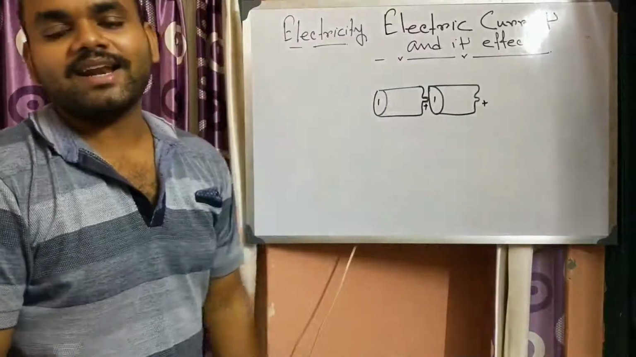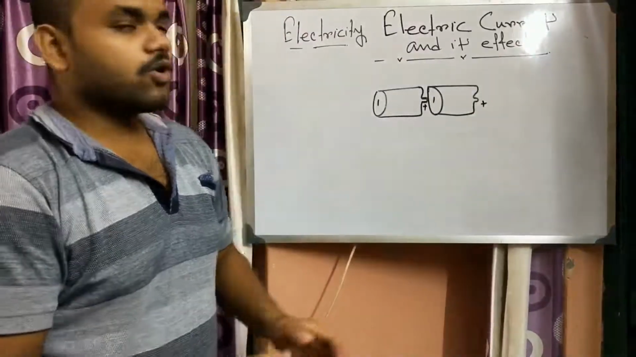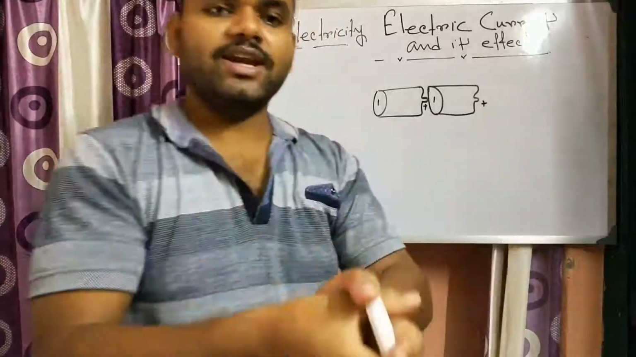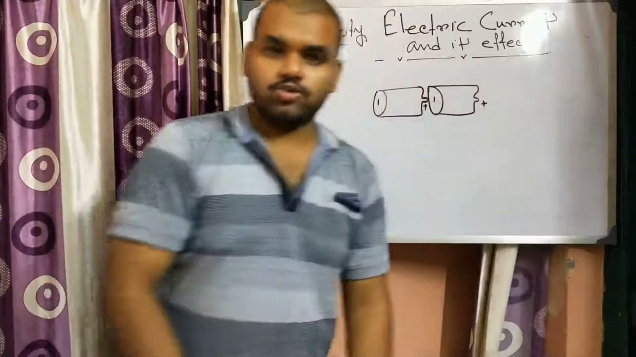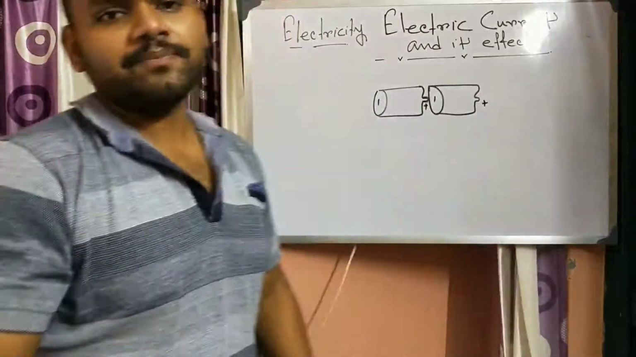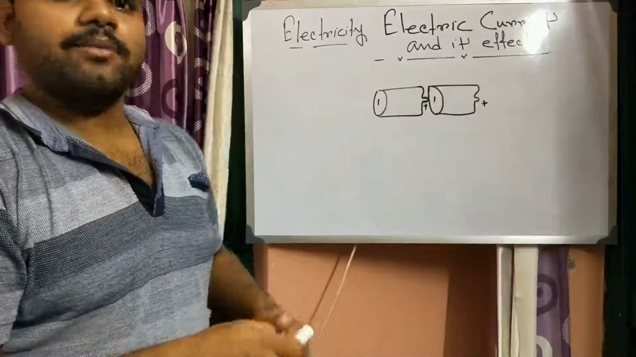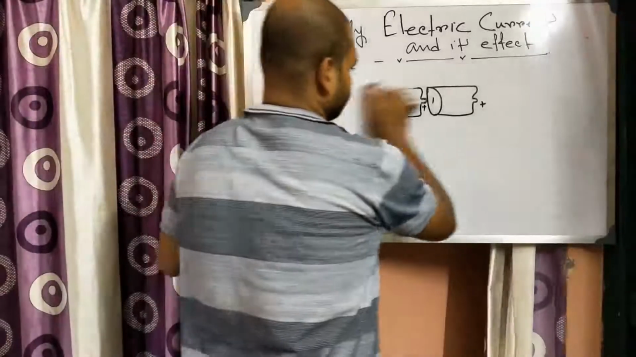And in case of a parallel combination, all the positive ends are joined together in a particular place, and all the negative ends are joined together. So this is the series combination and parallel combination.